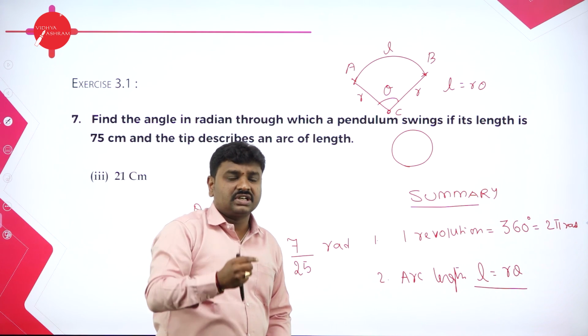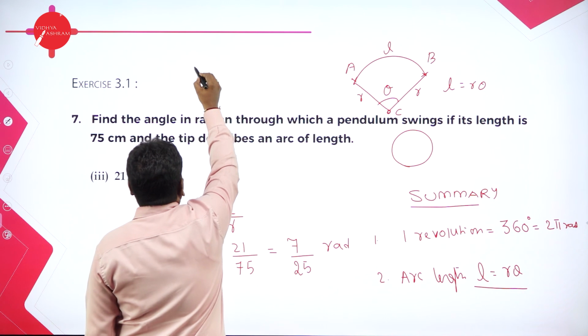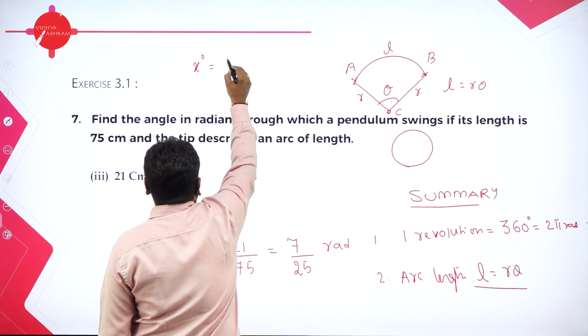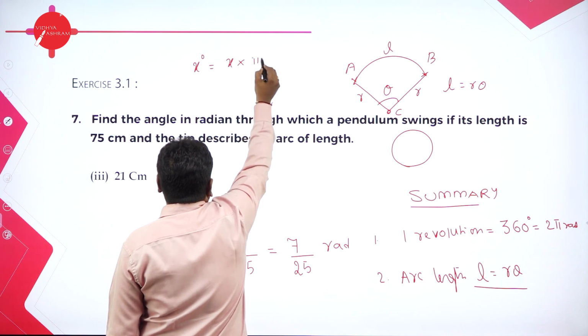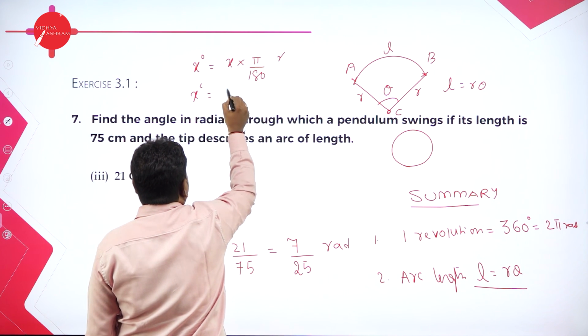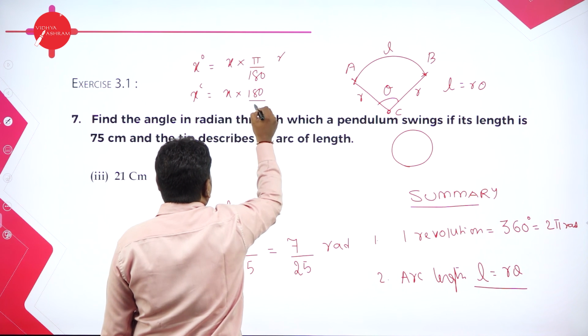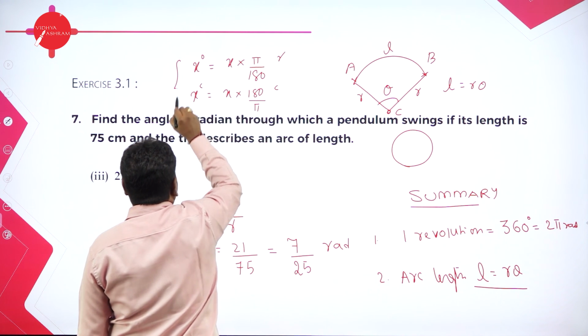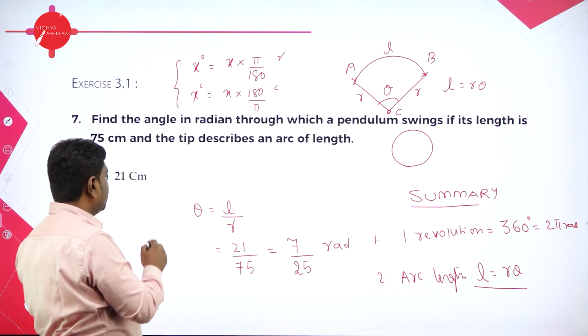In the first session, I taught how to convert degree to radian. So x degrees can be written as x into pi by 180 radians. And x radians can be written as x into 180 by pi degrees. Today also we use these two to solve. Just a brief summary, and we have done all the problems.